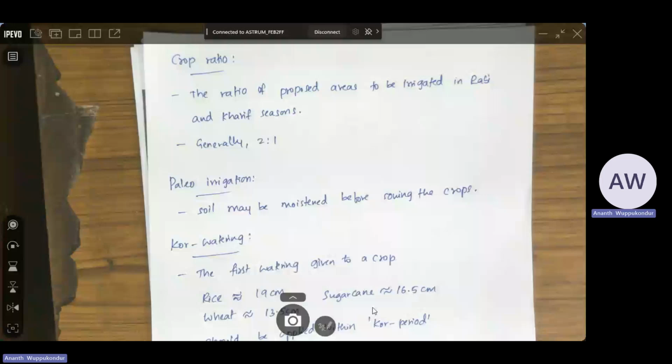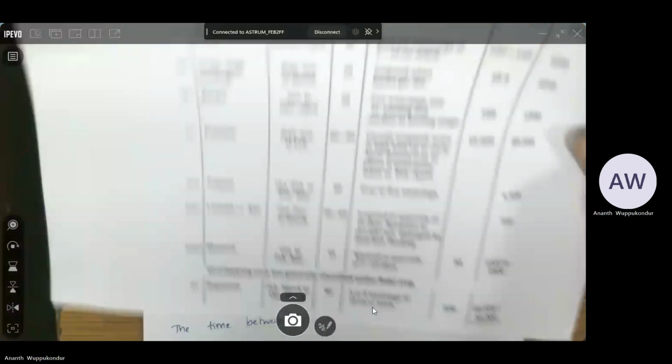So what are some examples for dry crops and wet crops? What is dominant in South India? Rice. So rice is a wet crop. And how about in the northern regions? Wheat. Wheat is a dry crop.